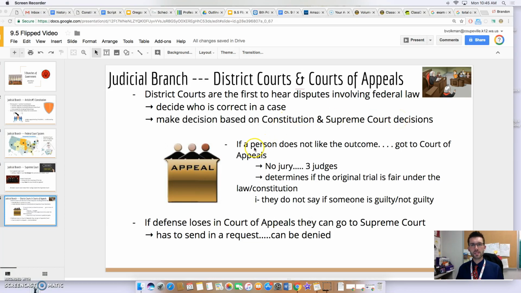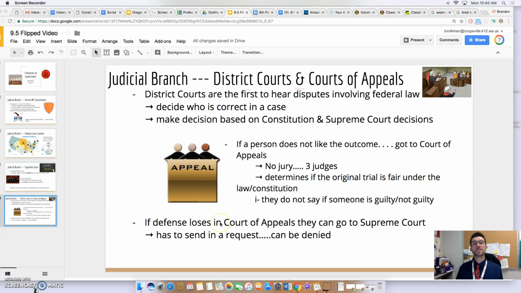Now, if someone doesn't like the decision that the district court makes, they can then go to the Court of Appeals. Now, the Court of Appeals doesn't have a jury. It has about 3 judges or so. And these people determine whether the original trial was fair or not under the laws that Congress and the executive branch have put into place, but they also decide if they're fair under our Constitution. They don't say whether or not someone's guilty or if someone's innocent.